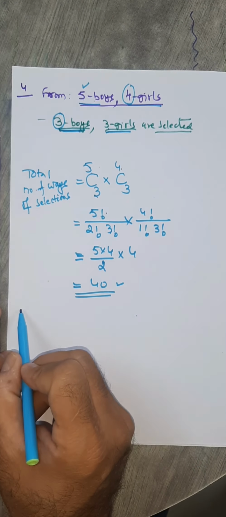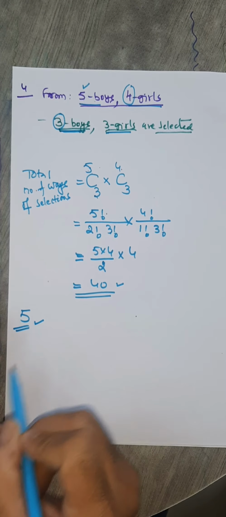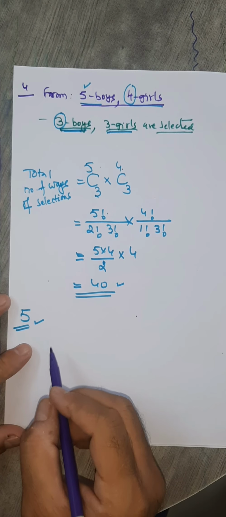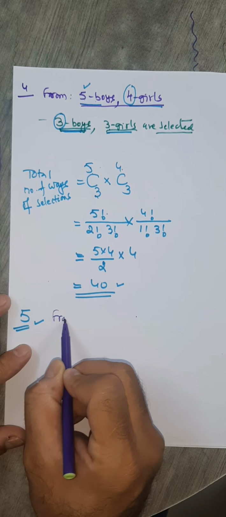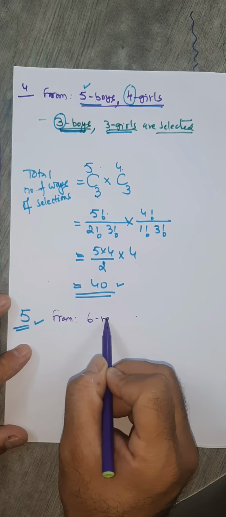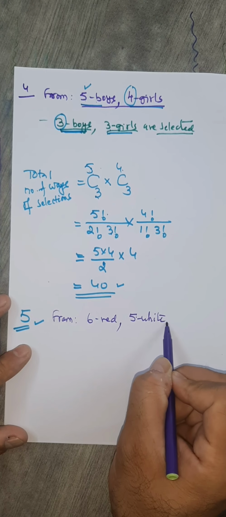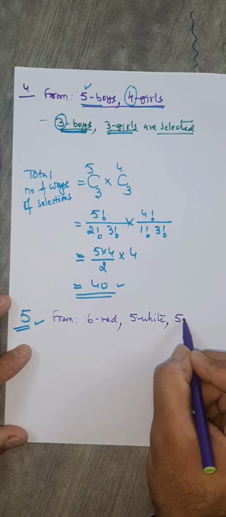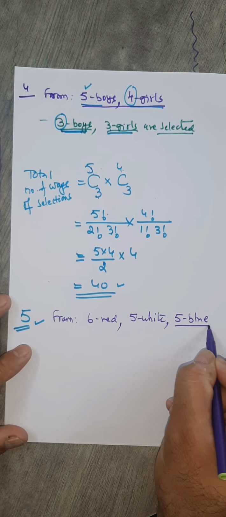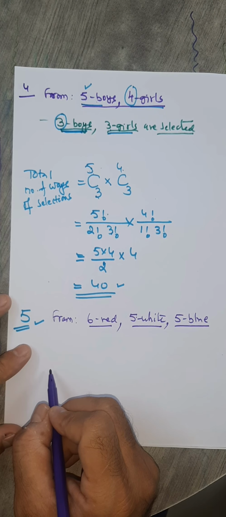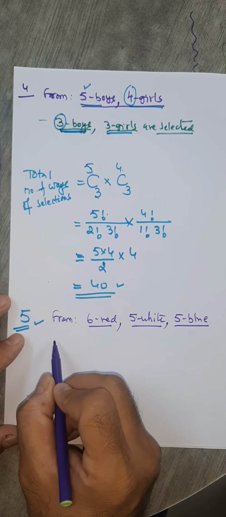Fifth question, which is of the same type. Find the number of ways of selecting 9 balls from 6 red, 5 white and 5 blue. Total 9 are to be selected. From how many? From 6 red, 5 white and 5 blue. Right? Total you are going to select 9, if each selection consists of 3 balls of each color.